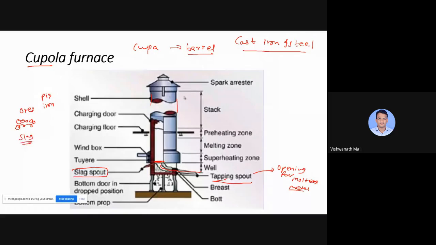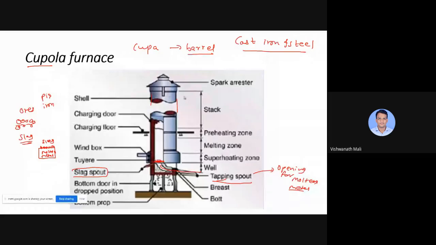Right? When we melt our molten metal scrap, what happens? Whatever the slag is there, let's suppose this is the molten metal. So molten metal will be at the bottom and slag will be at the top. Why will slag be at the top? Because its density is less compared to the molten metal. So at the top we get the slag.